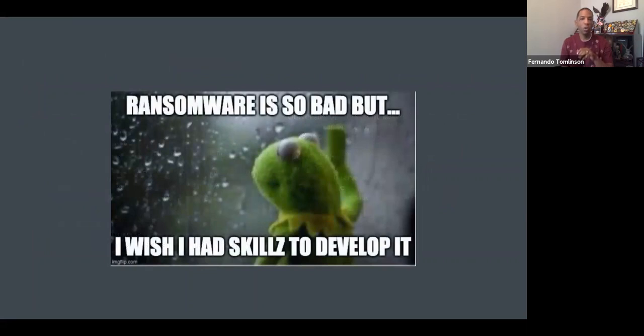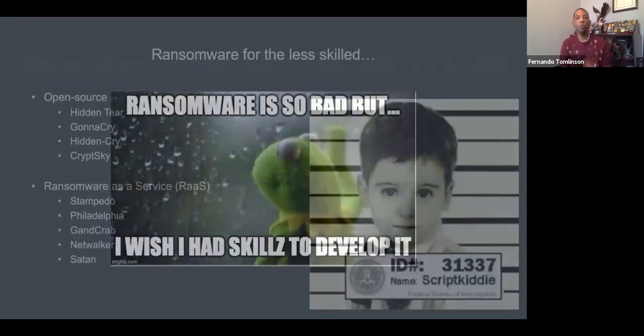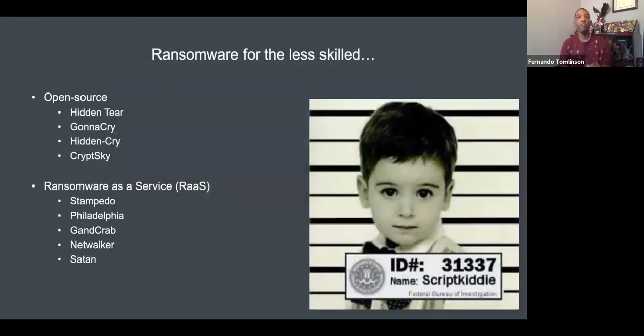Okay. So you may be listening and you're like, man, this is bad. Ransomware is bad. But I wish I had the skills to develop it. And if that's you, okay, there's other people out there for sure. And for those people, there's this. There's ransomware for the less skilled, right? So there's open source ransomware, essentially that you could fork and actually download and use. And then there's ransomware as a service.